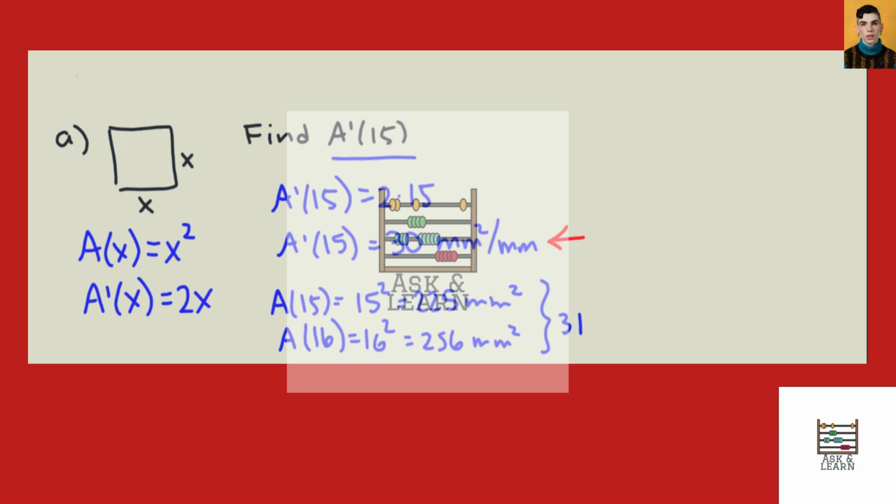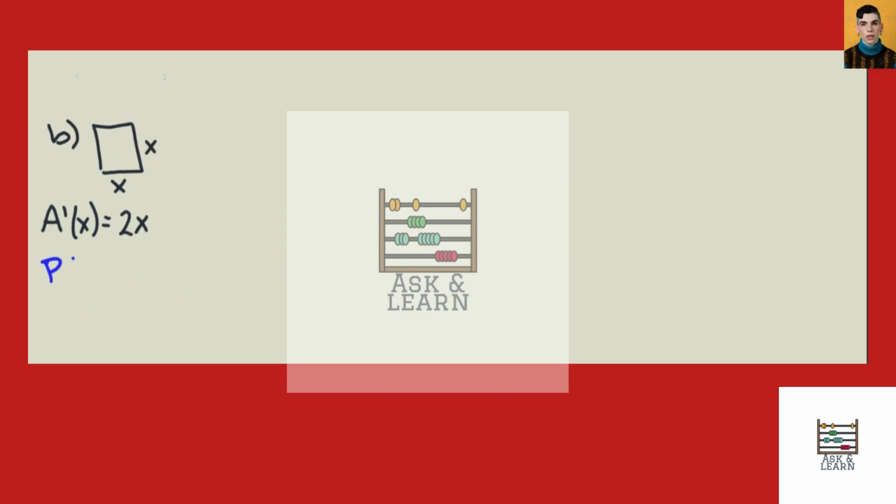Okay, so for part B, we have our square with side lengths of x. We just found the rate of change was 2x, and the perimeter would be the sum of all the side lengths, and that would be 4x. So the rate of change of the area is half the perimeter. Now what we can do to analyze this geometrically is imagine that we have our square, but that it grows on each side by an increment of delta x.